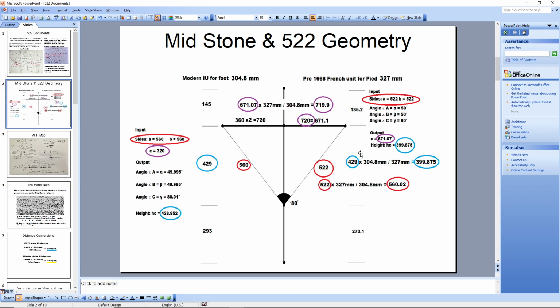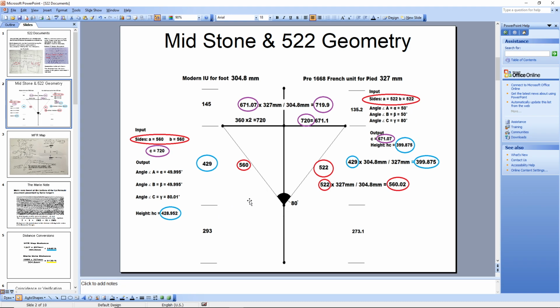As you can see, I have these color coded. I input what I knew, which was the sides here, 560, just measured from Google Earth. We knew this is 720. With that input, we get an output of the distance, which we know from the headstone to the midstone pointer, which is 429. We get 428.5952.